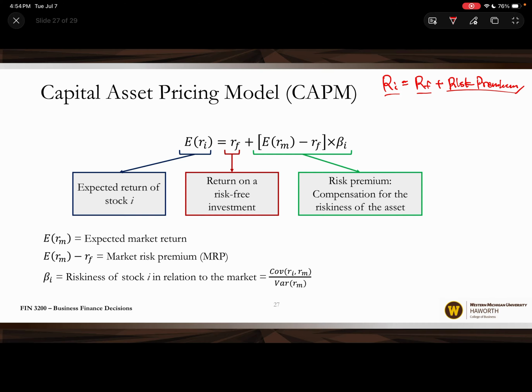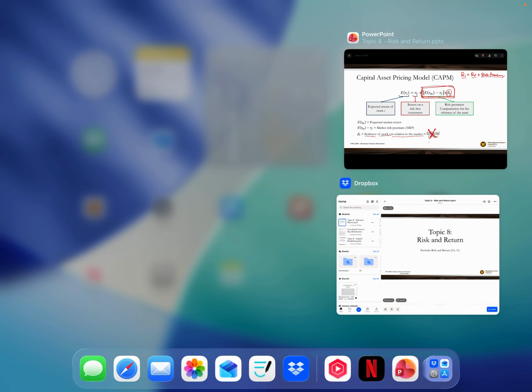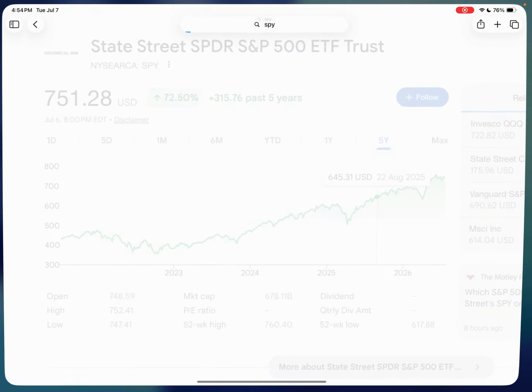The risk premium can be expressed as this part right here. So we have beta. That's new. Beta is the riskiness of stock i in relation to the market. You don't have to know this formula, just know that it's the riskiness of the stock in relation to the market. Let's quickly look this up just for fun.